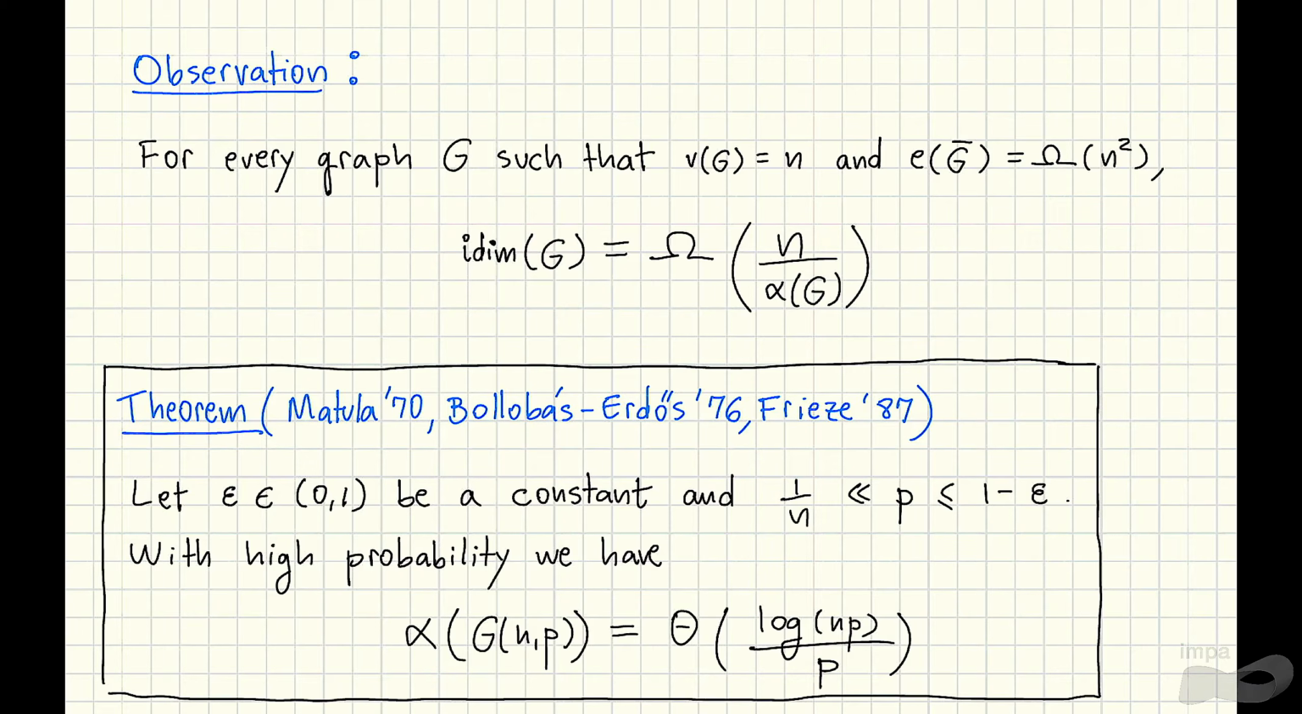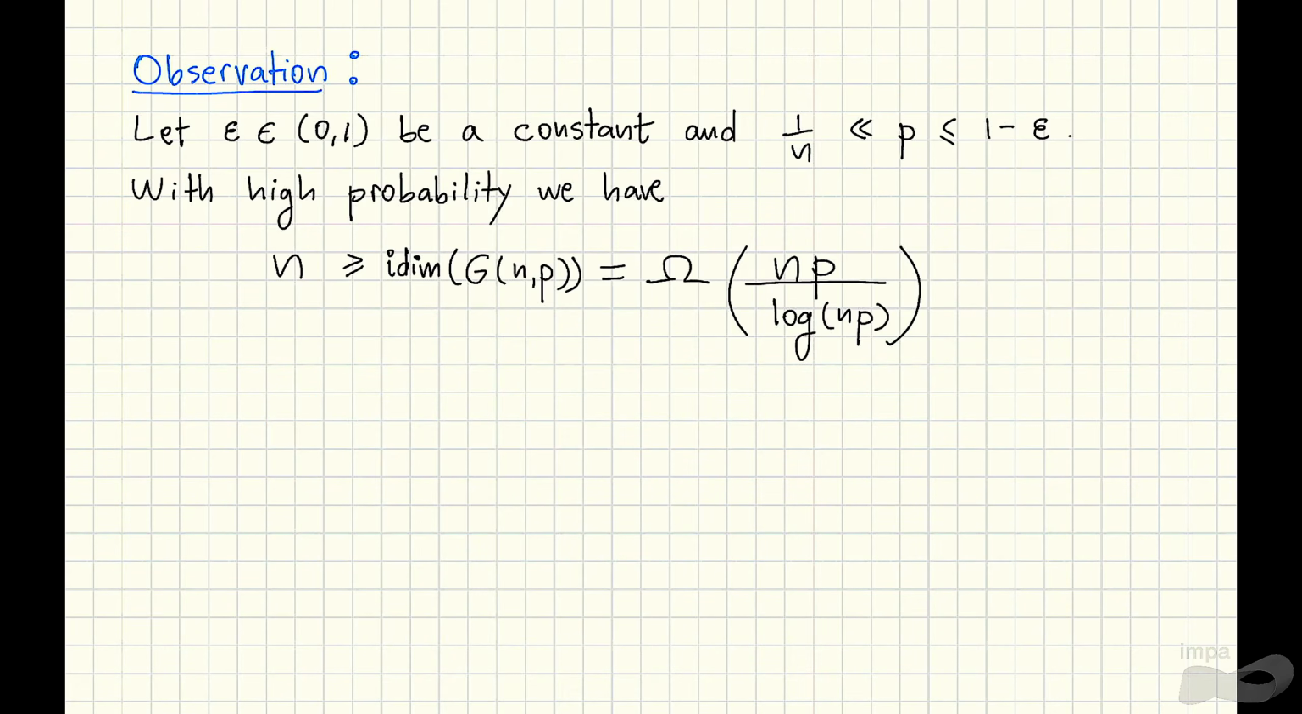So let's just plug this into this silly lower bound. And this is what we got, right? So we have this regime of p, and by using the silly bound combined with this theorem on the size of the independence number, we have that IDIM is at least np over some log. But on the other hand, the argument with the chromatic index gives an upper bound of n for this number, right? So we would like to understand where the truth is. Is it closer to n, or is it closer to this lower bound?